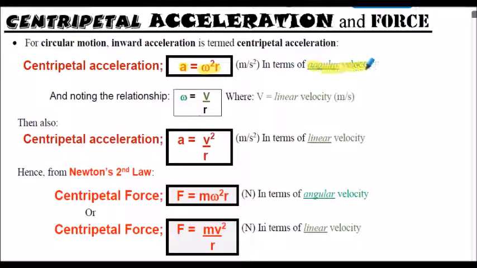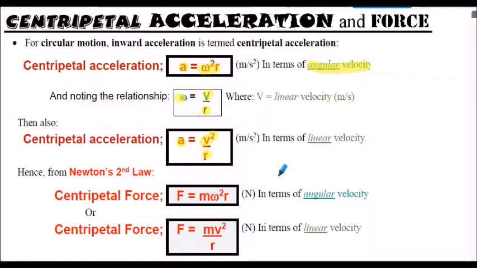It can also be written in terms of linear velocity. If you remember this relationship, omega is equal to the linear velocity divided by the radius. That's a standard relationship we used before: v = ωr. In other words, we can actually write that centripetal acceleration in terms of the linear velocity as v² upon r. Just another way of writing the centripetal acceleration.